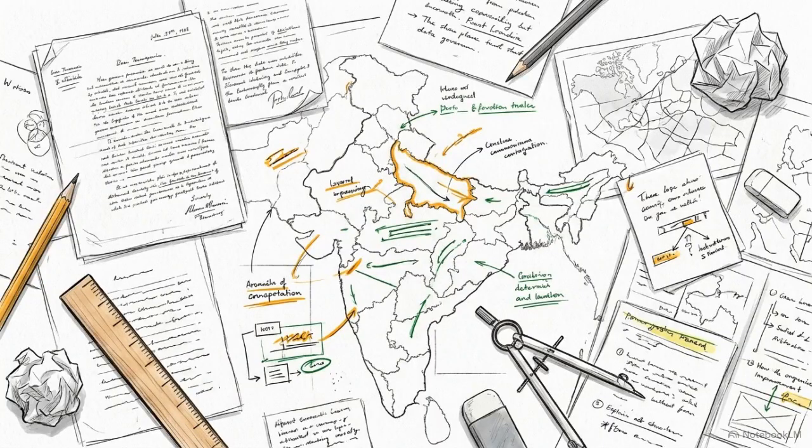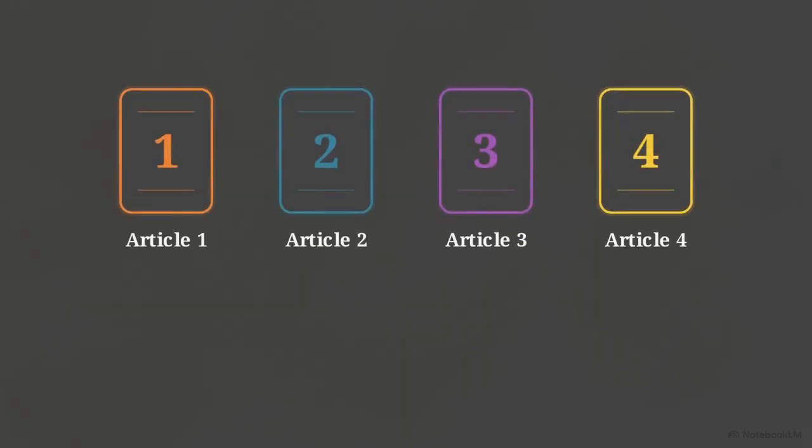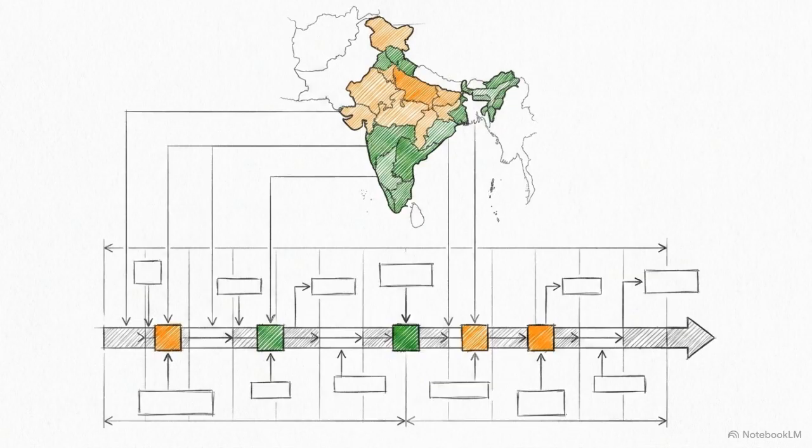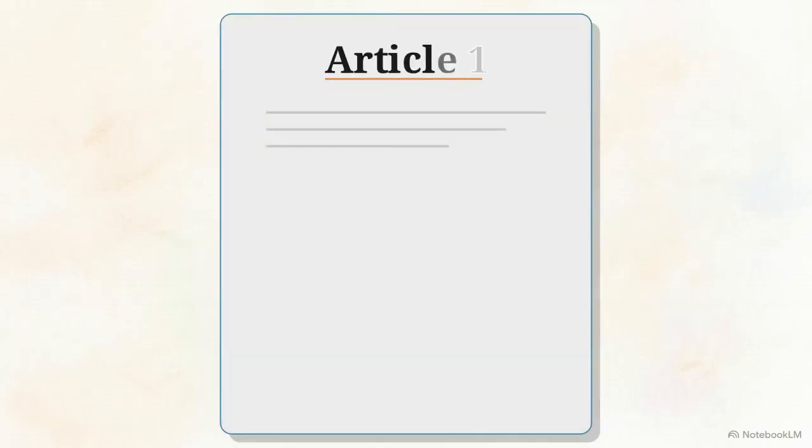Keeping track of every date and boundary shift can feel overwhelming without a clear structure. By tracing the specific progression of Articles 1 through 4 and the resulting constitutional amendments, we can map out this evolution step by step. Converting this historical record into a logical timeline is the most effective way to master the complexities of Indian polity. Step 1 begins with Article 1.